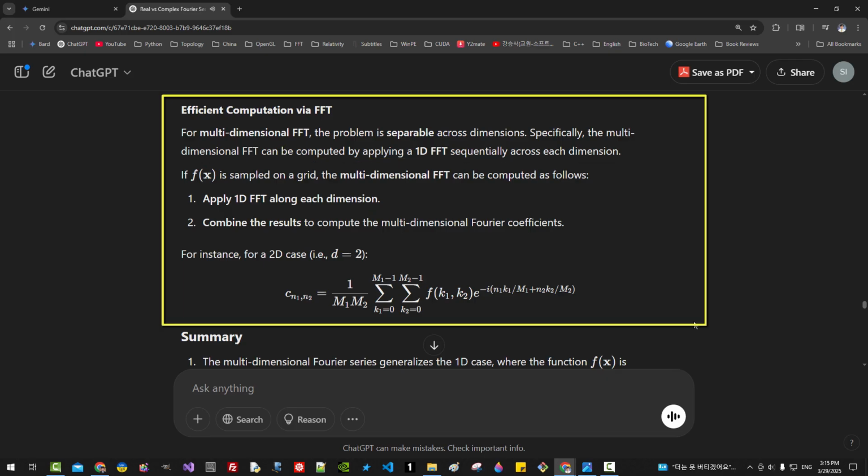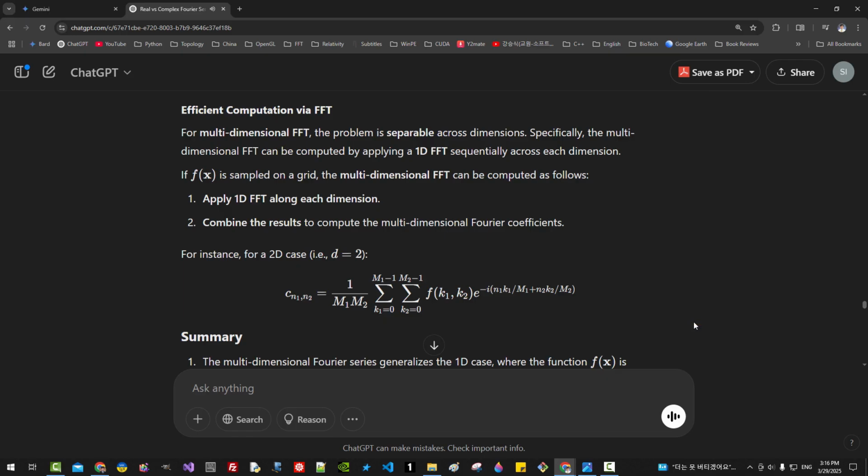If x is sampled on a grid, the multidimensional FFT can be computed as follows. 1. Apply 1D FFT along each dimension. 2. Combine the results to compute the multidimensional Fourier coefficients. For instance, for a 2D case, i.e. d equals 2, c_{n1 n2} equals 1/(m1 m2) times the sum over k1 from 0 to m1 minus 1, sum over k2 from 0 to m2 minus 1, of f(k1, k2) e^{-2πi (n1 k1/m1 + n2 k2/m2)}.